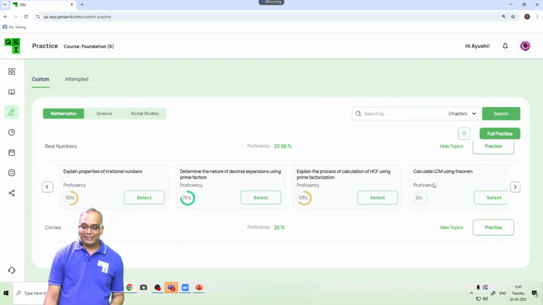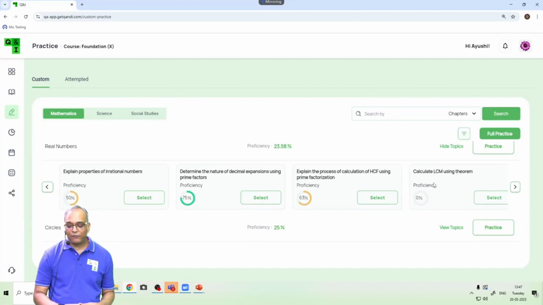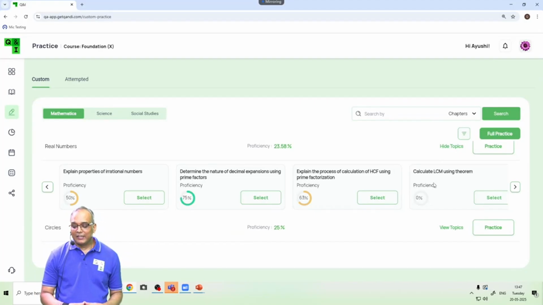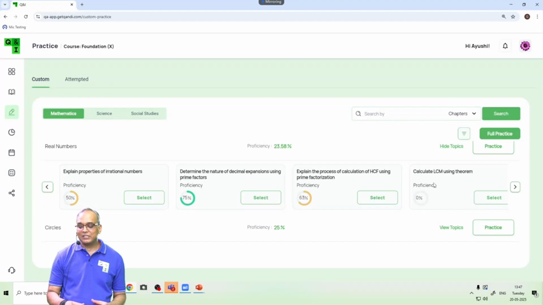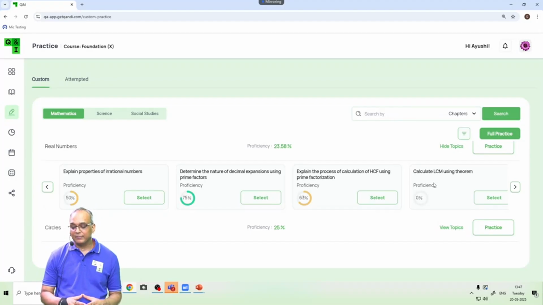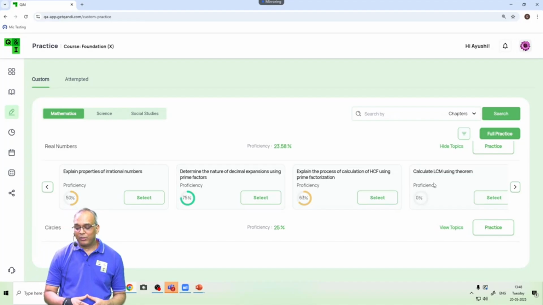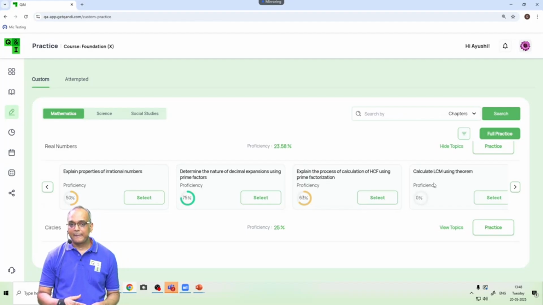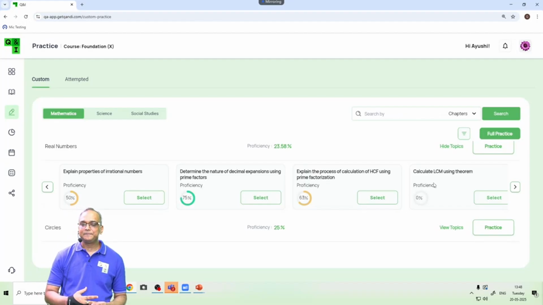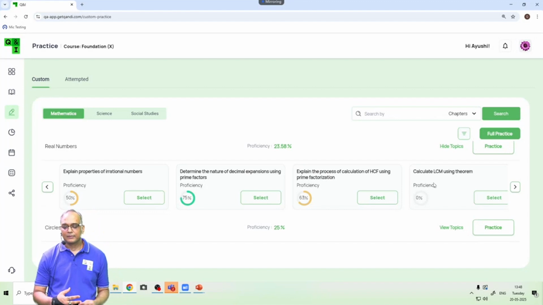Now, as I said, in the previous class, I gave you a homework of explaining the process of calculation of HCF using prime factorization. Now, in today's class, the homework is to calculate LCM using theorem, right? So you have to do this, calculate LCM using theorem, okay, as homework. Is it clear, students? Okay, so today's homework on platform is to go and practice.